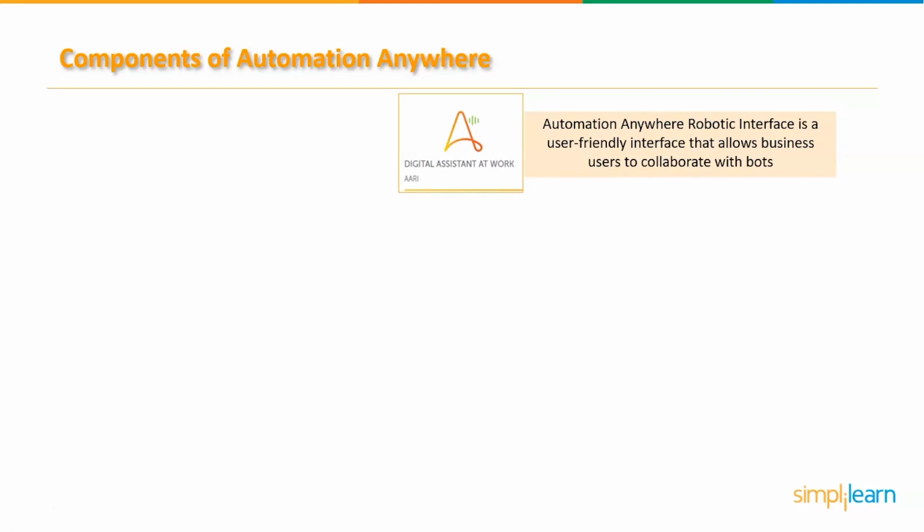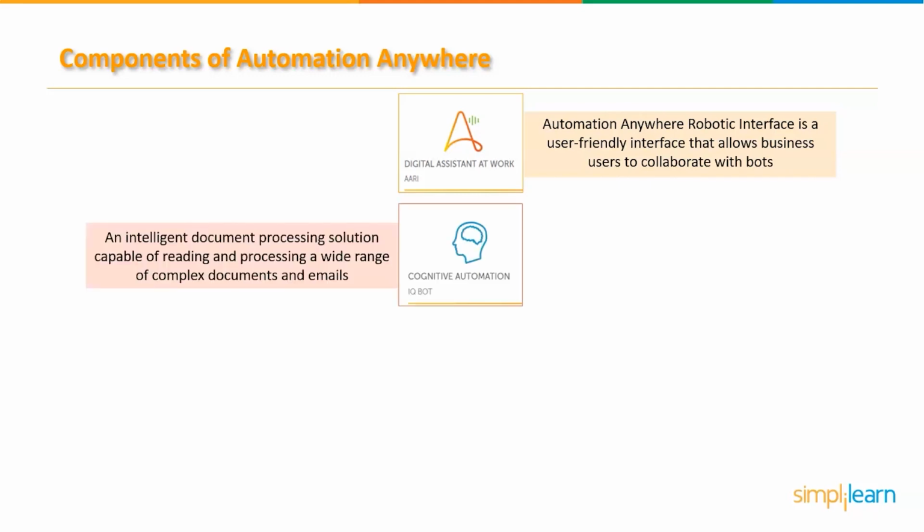AARI, that is Automation Anywhere Robotic Interface, enables enterprises to unlock previously unavailable automation opportunities between humans and the bots. IQBot, an intelligent document processing solution capable of reading and processing a wide range of complex documents and emails. IQBot intelligently captures, classifies, and extracts semi-structured and unstructured data using RPA and multiple AI techniques, allowing document-centric business process to be automated end-to-end.